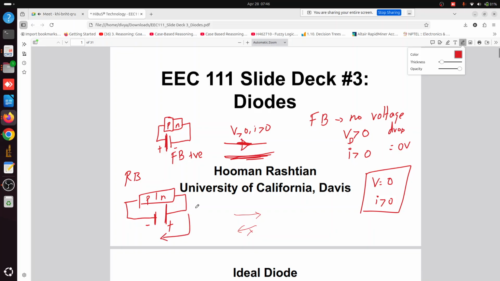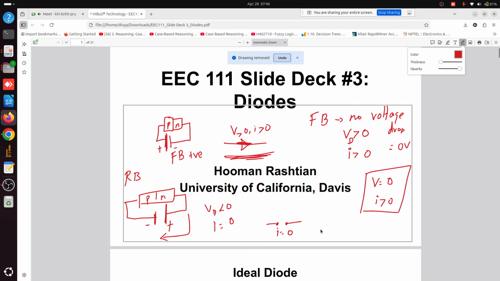So here the voltage across the diode is less than zero. If the voltage is less than zero, current will be equal to zero, right? So this is going to act like an open circuit. Actually in an open circuit, what happens? Current will be equal to zero, so that's why current is zero here. Did you understand? So in reverse bias, no current flows.